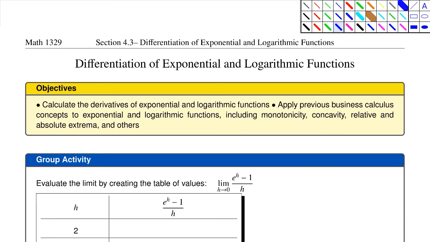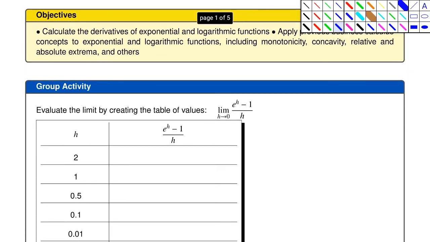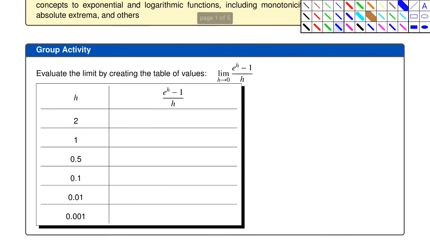All right, the first thing you need to do in this section is perform the group activity. So basically, you just want to find this limit, and you want to do that by making a table of values. And the h's here go down to 0.001. If you are not confident about what the limit is based on this small of a number, you can continue to take smaller and smaller values of h as they go towards 0.